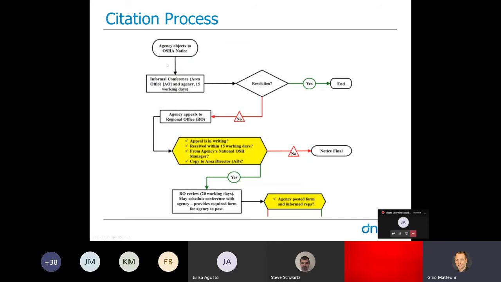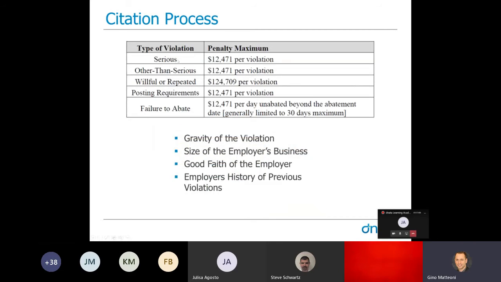That would make a serious citation, or a serious repeat citation, $120,000. Same thing with other than serious. So it's really important that, number one, we prevent the conditions which would drive an OSHA inspection in the first place. If an OSHA inspection takes place, we do the right thing, and certainly avoid any repeat citations.